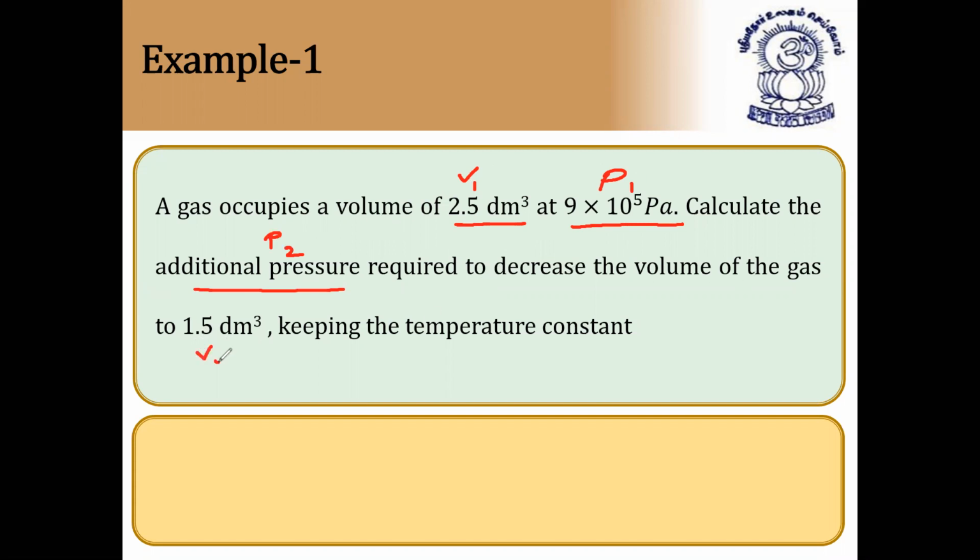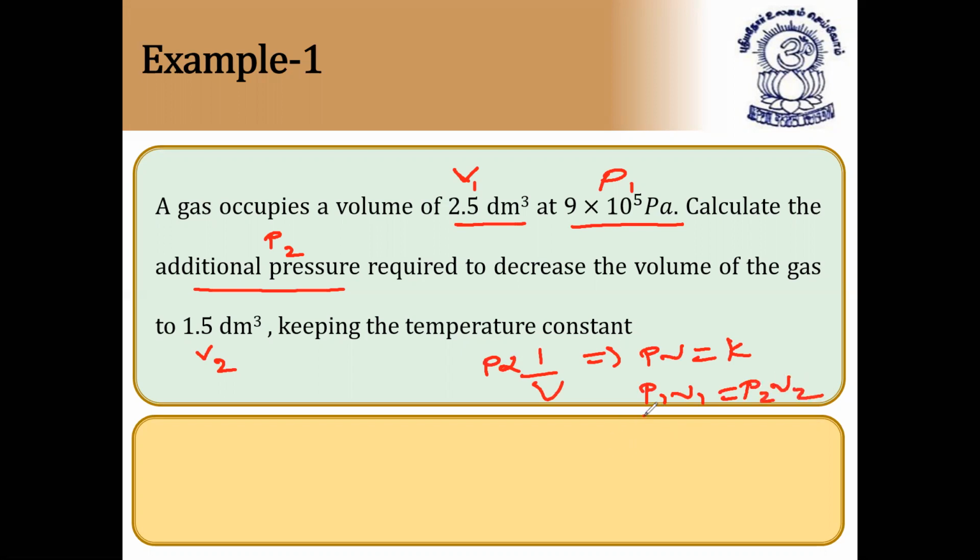So volume V2 is given. This is V1, this is V2, keeping the temperature constant. This is purely an application of Boyle's law. From Boyle's law we know P is proportional to 1 by V, which implies PV is equal to constant, and P1 V1 is equal to P2 V2. Now simply we have to apply this formula.